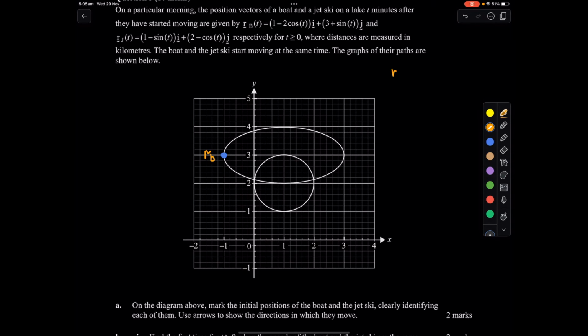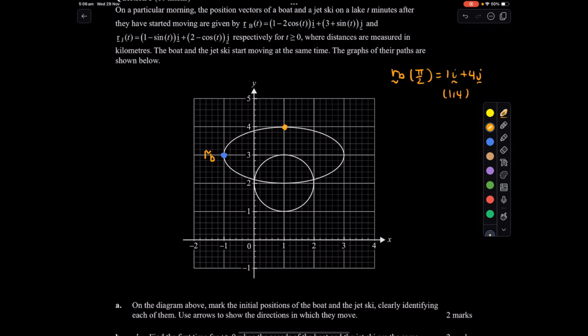So what's r of b at pi on 2? We're saying 1 minus 2 cos pi on 2. What's cos pi on 2? That's 0, so it's just 1. And if I subbed in pi on 2 to sine, it's 1, so plus 4j. So the coordinate is 1, 4. And what's that 1, 4?